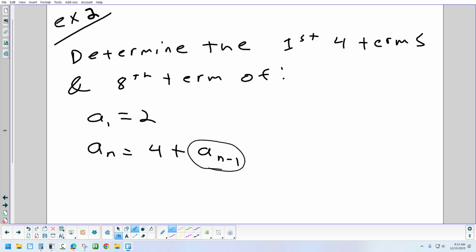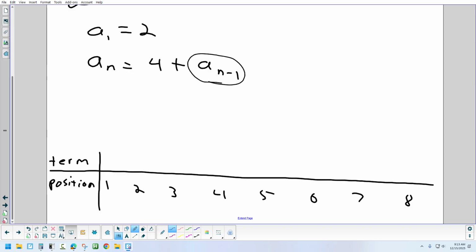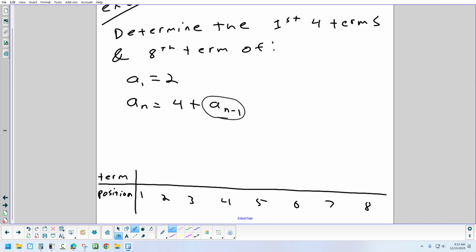Okay, so let's figure out, I think I made a chart right here. So the chart's got the position, and I've got the term in that position. What's the term in the first spot? 2. How do we know that? Yeah, it's given. In a recursive formula, there's no calculating the first term. It will be given. If it's not, you can't do it. Okay. How about the second term? 6. Okay. It says to add 4 to the previous term. So we've got the first, second, what's the third one? 10. And the fourth one. Okay. That's the group of terms they wanted together.